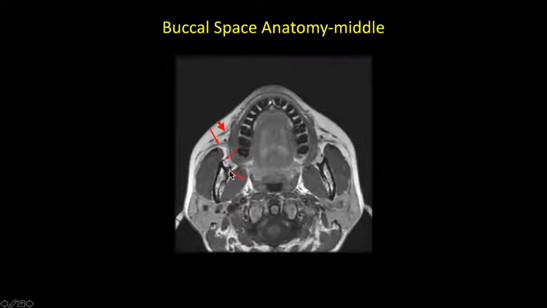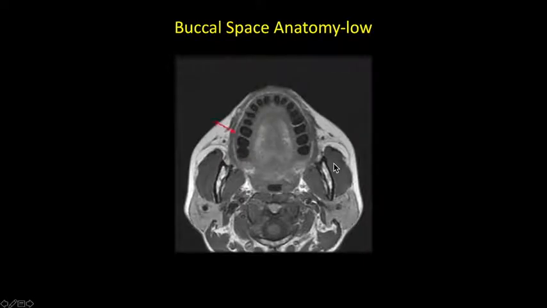This arrow here is pointing to a structure in the masticator space. Actually, that's the tendon of the temporalis muscle attaching on the mandible. On the opposite side, this arrow is pointing to this little dot in front of the parotid duct. That's the facial artery, and the circle is again showing you the facial vein.